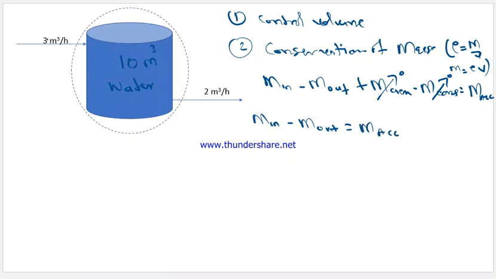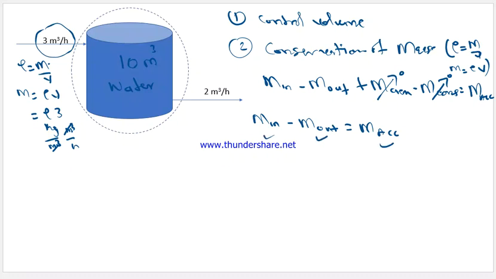So let's look at the mass that goes in. This is the mass that goes in, but it's in volume terms. So we have 3 meter cube per hour. So how do we now get our mass? Density is equal to mass over volume, and mass is equal to density times volume. Therefore, it's going to be density of water multiplied by 3 meter cube per hour. The density is in kilogram per meter cube, and the 3 is meter cube per hour, so it gives us kilogram per hour. Always be mindful of the unit. So the same unit here should be the same unit here, and the same unit here.